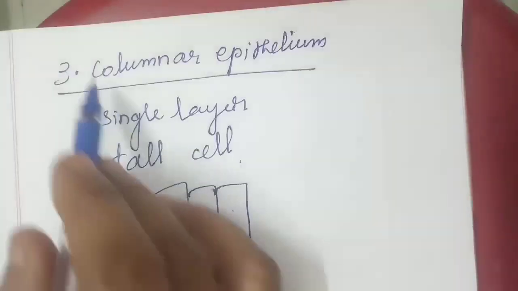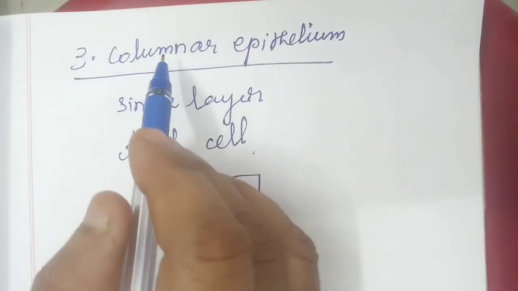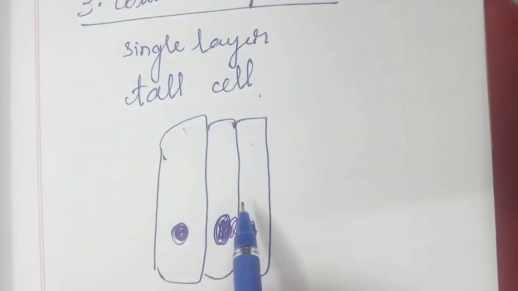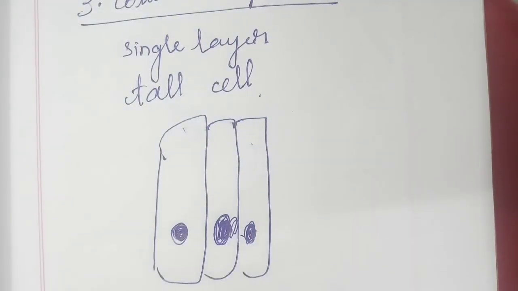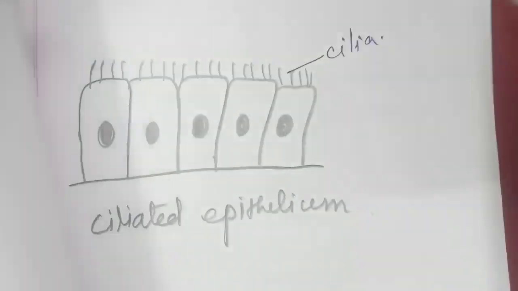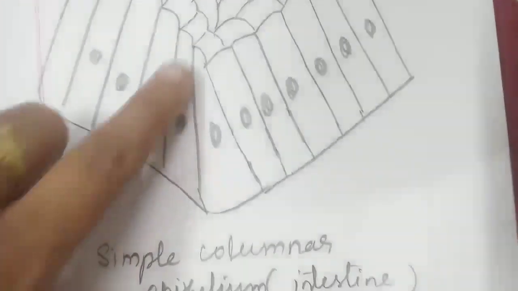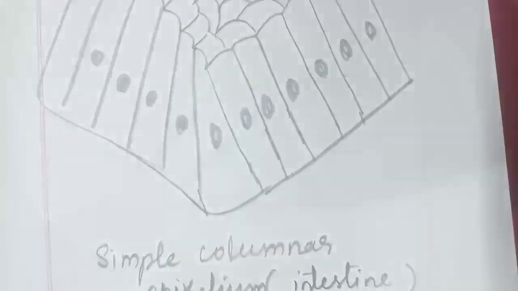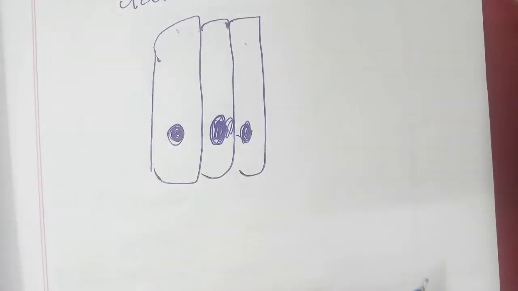That is why columnar. Columnar means like pillar. It is looking like a pillar. That is why it is called the columnar. See the picture here. Columnar epithelium. Very lengthy cells like this. Tall cells.